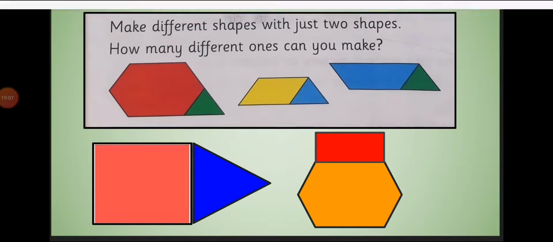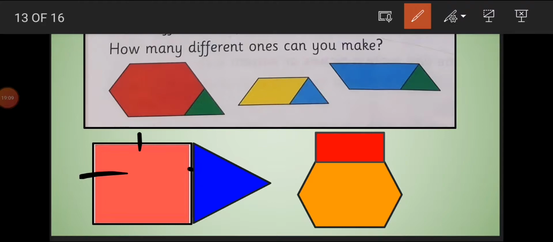You can see this shape. Count the sides. 1, 2, 3, 4 sides. 1, 2, 3, 4 corners. All sides are of the same length. A closed flat surface shape. It's a square.